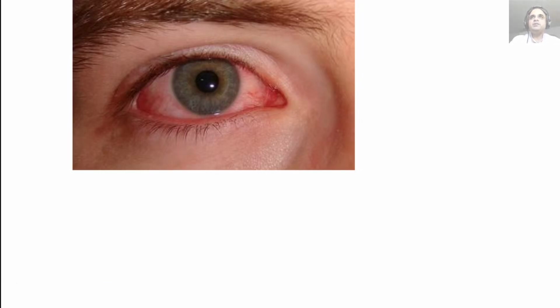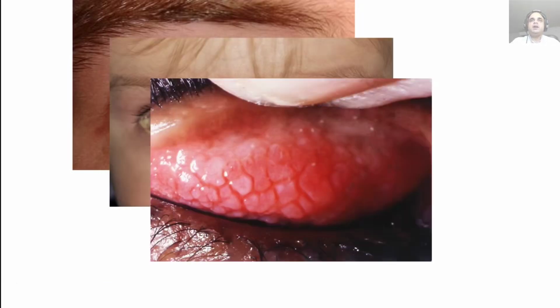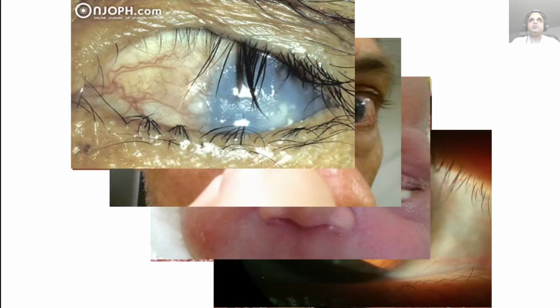Just a few review pictures. See if you can pick what these are. I'm not going to give you the answers. I'm sure you know them.